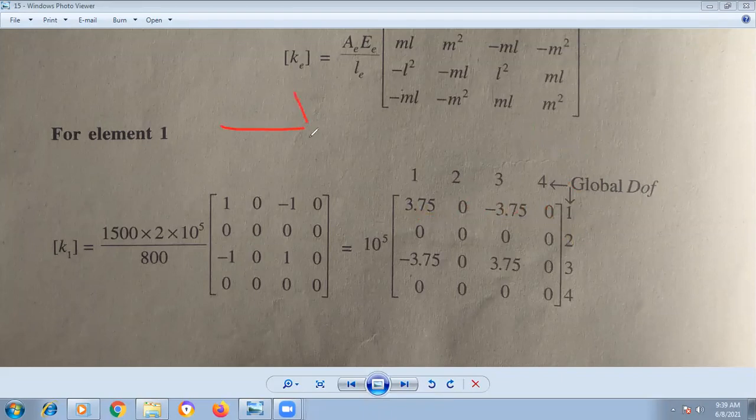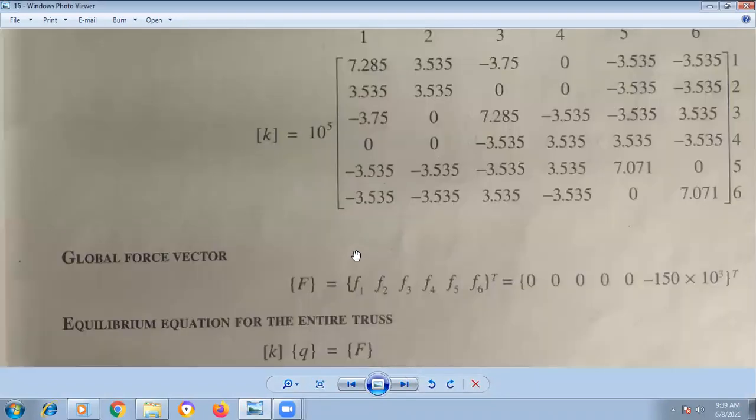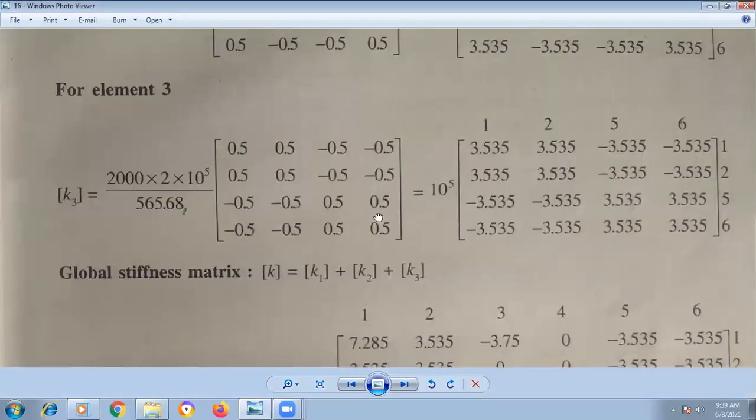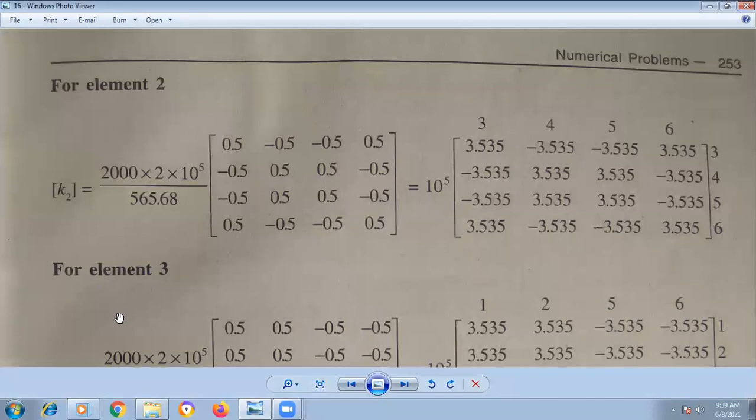So since it is connected at node 2, the common terms between element 1 and 2 will be these 4. That is K33, K34, K43 and K44. So these you should be careful about when you are adding. Now let's go to element 2. Element 2 is what? This one. Element 2 is connected between nodes 2 and 3.